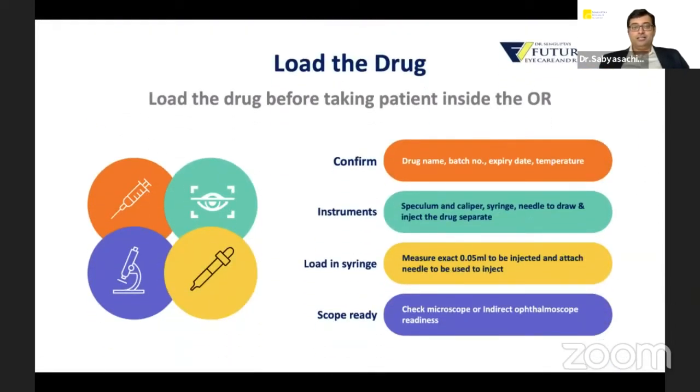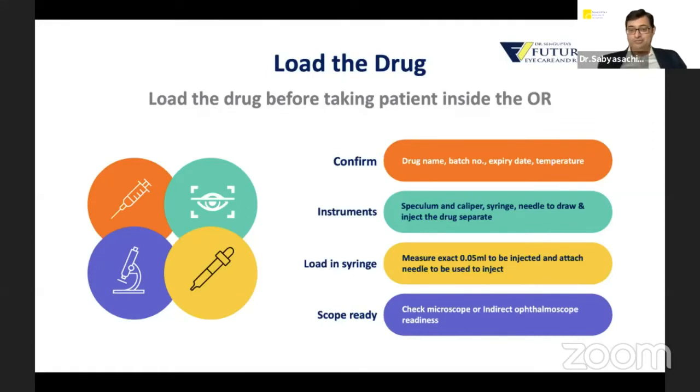Then I think it's important to load the drug before taking the patient inside the OR. We need to confirm that we are giving the drug that was promised to the patient: the batch number, its expiry date, the temperature that was maintained. These are some non-negotiables that we should do. So I have a checklist that I go through.